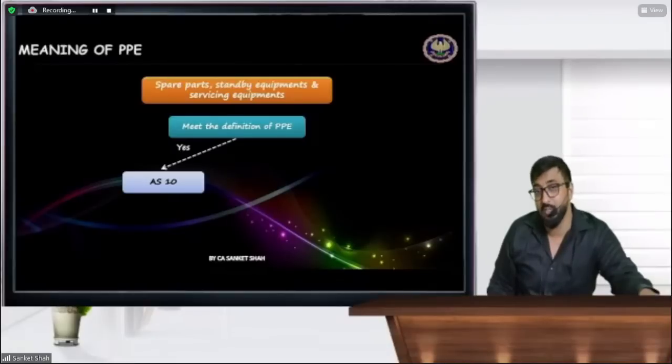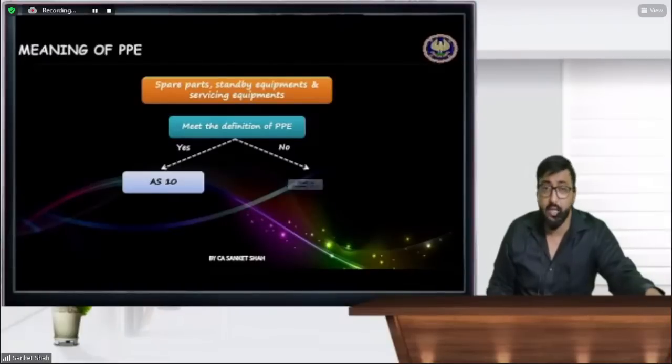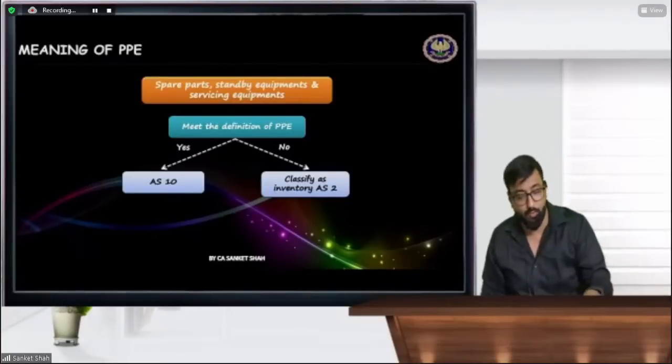But suppose those spare parts are not meeting the definition of PPE, you will classify it as inventory. So that is Accounting Standard 2. So if spare parts, standby equipment and servicing equipment meet the definition of PPE, yes, then it is Accounting Standard 10. Otherwise, it will be Accounting Standard 2. I hope you got the concept.